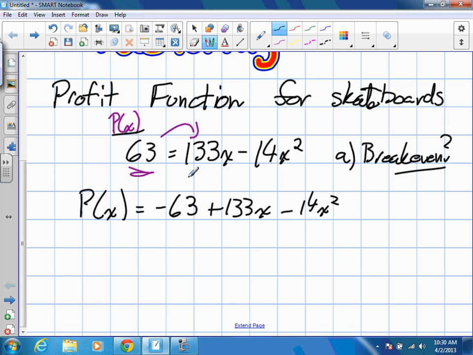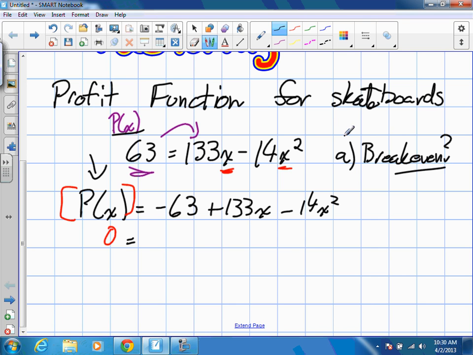Now again, we said we wanted our profit to be what for it to be break even? 0. So we're going to substitute the value 0 in for p at x. In other words, the y value. Our profit, x is probably our amount of skateboards we need to sell in order to make a certain amount of profit. We need to figure out how many skateboards we need to sell in order to create 0 sum. So $0 in profit. So 0 is equal to, and I'm going to rearrange this.